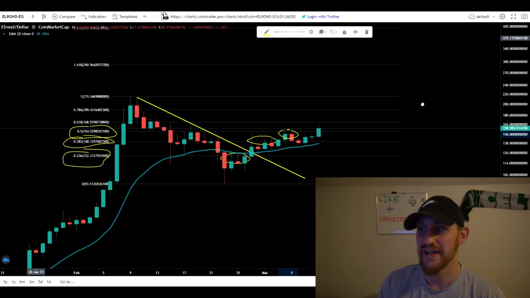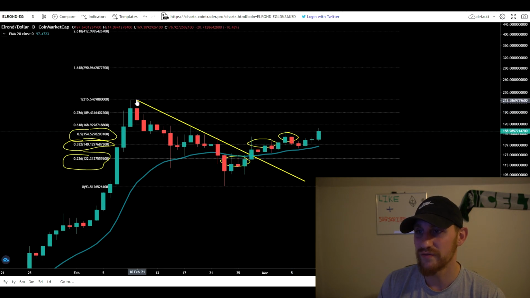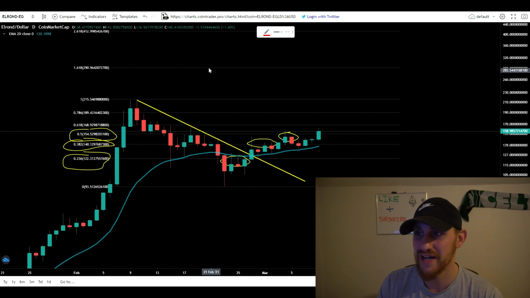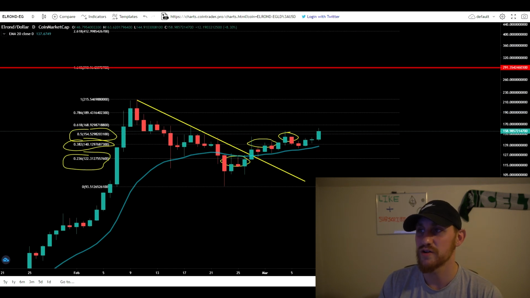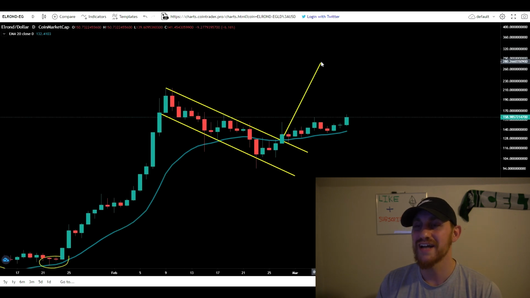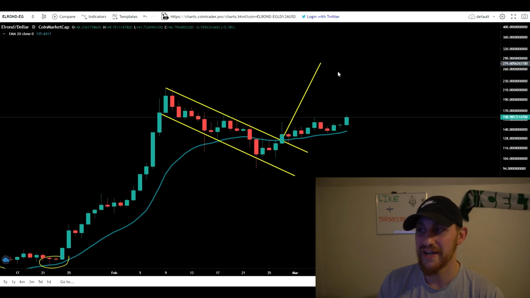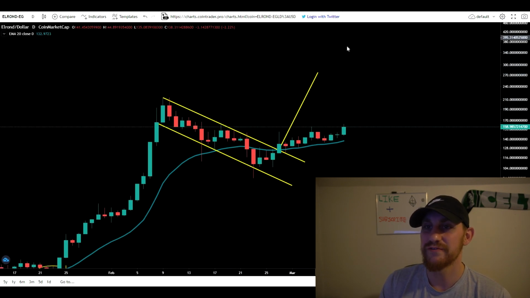But ultimately, right, our target is all the way back up at our 1 Fibonacci, which is our local high, up towards $215. And you can see where our 1.618 Fibonacci, our golden pocket there, is about $291, which is very close, obviously not exactly perfect, to our $280 approximately bull flag breakout target eventually for Elrond.